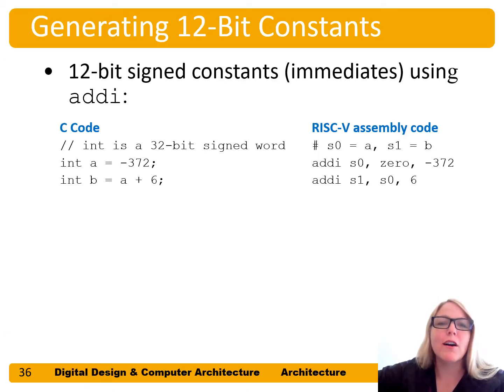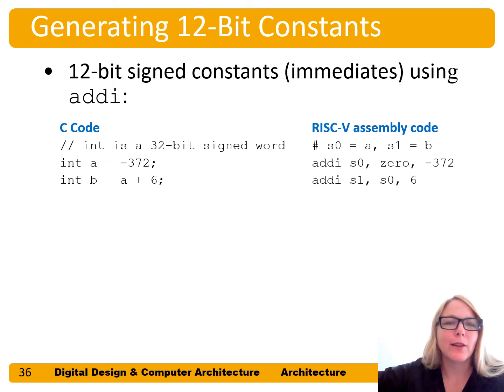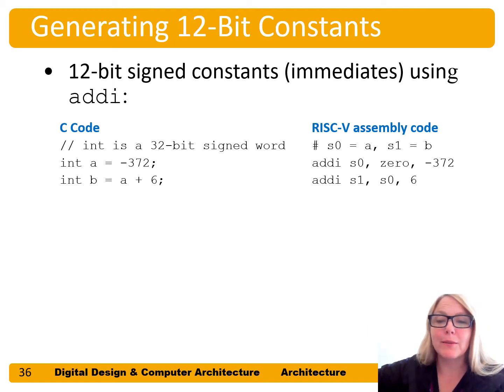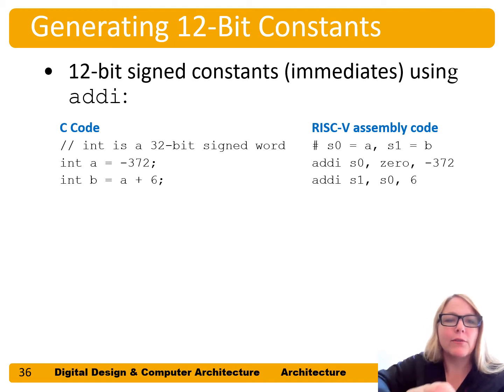We often want to generate constants in our code. That's how we initialize variables, for example, and we just often use them. One way to generate constants is by using the add immediate instruction. Say, for example, we want to initialize this value a with the value minus 372. Well, we can use an add immediate.